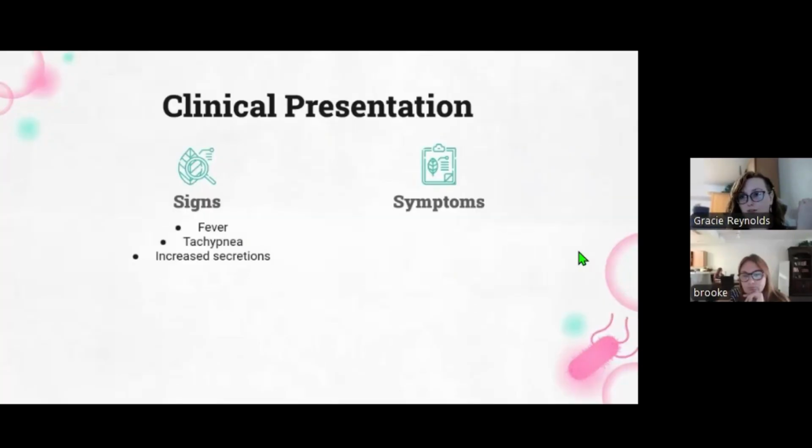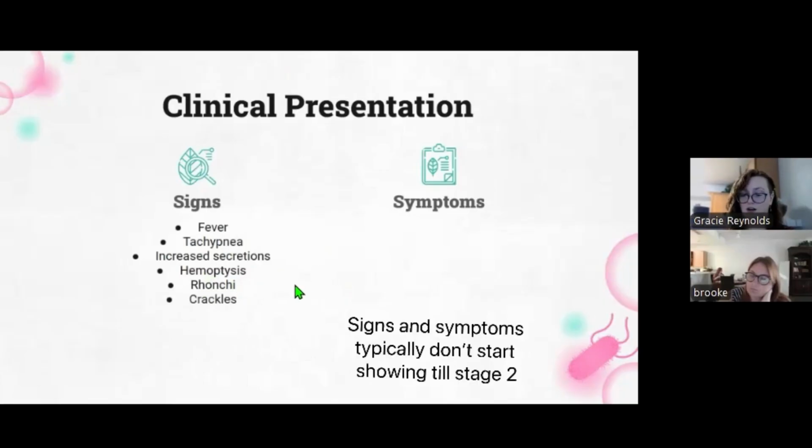Signs you'll see are fever, tachypnea, so they'll be breathing quickly, and increased secretions. There will be blood in what they cough up, or just bloody exudate. There are rhonchi and crackles, which are sounds you hear when listening to the lungs. And you'll hear diminished breath sounds when you're doing your assessment.